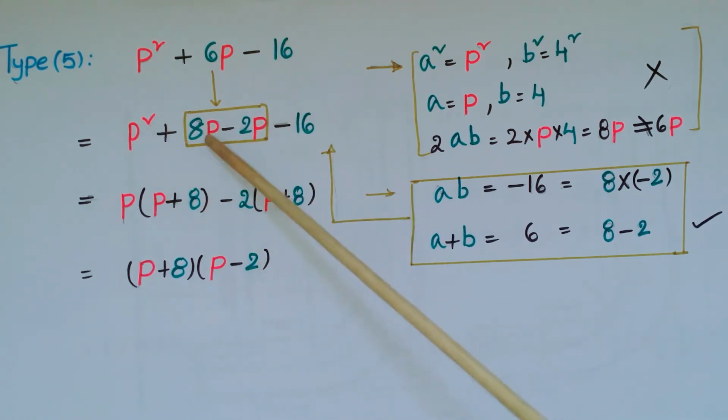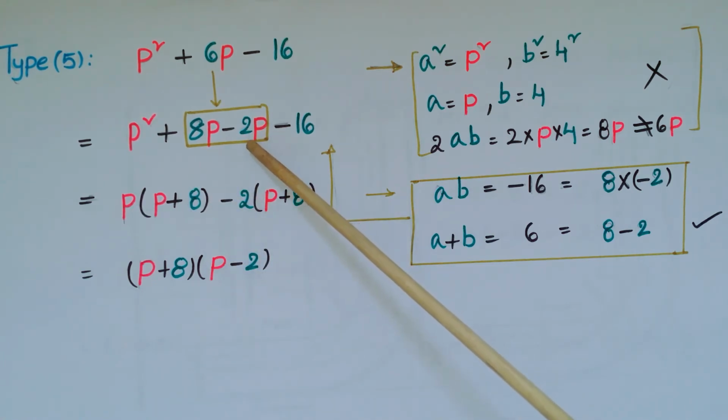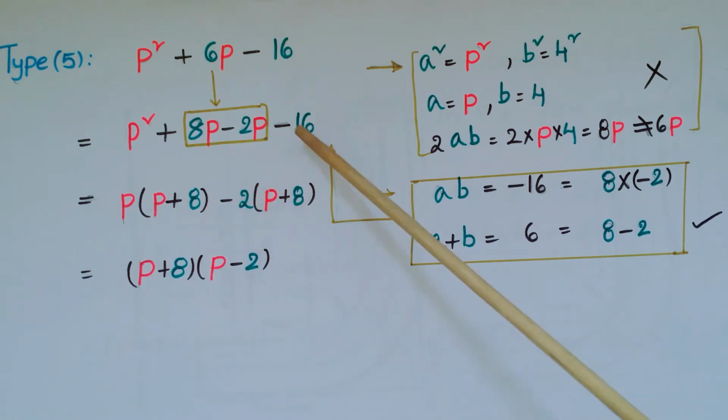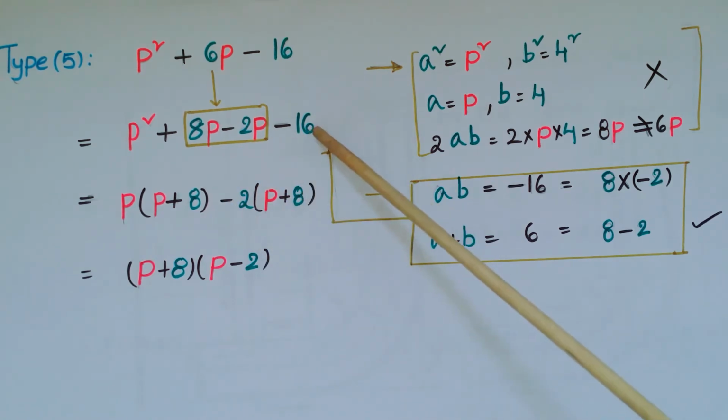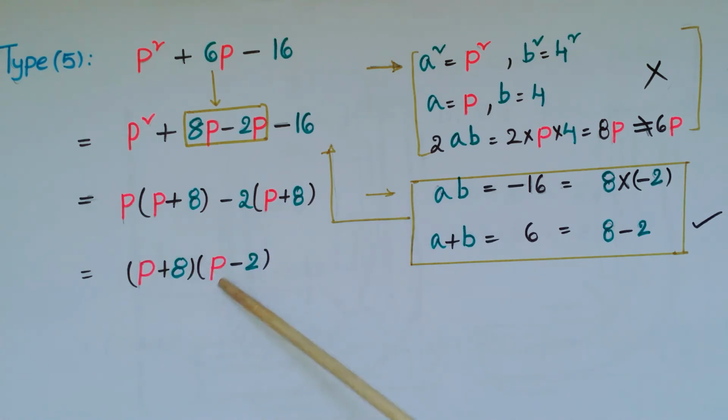Then p square plus 8p, p is common, so p into p plus 8, minus 2 here is common, so minus 2 into p plus minus 2 into plus 8 is minus 16, so plus 8. Again p plus 8 is common, so p plus 8 into p minus 2.